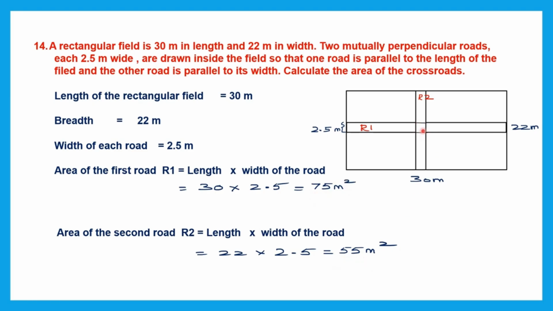Remember, there's a square in the middle which is being counted twice. So we have to find the area of this and minus it from these two. Okay. So now let's continue. So here, area of the overlapping square.